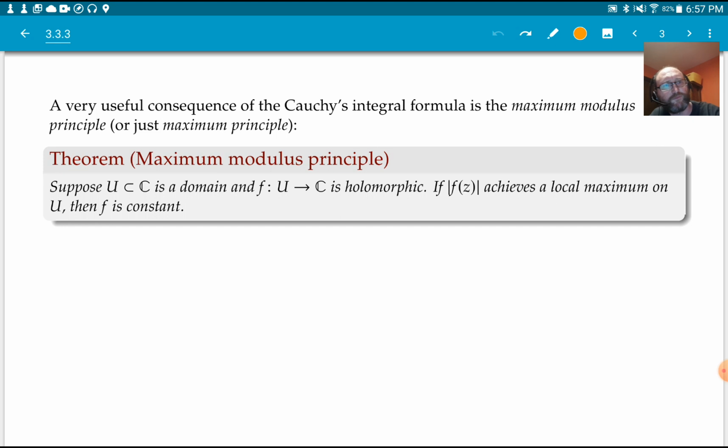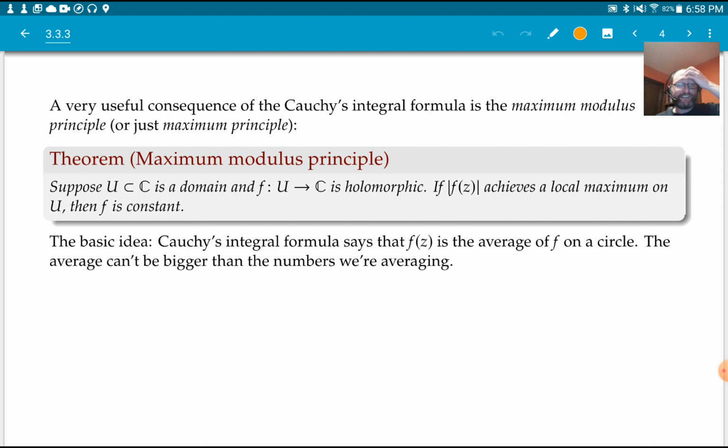By the way, there is a similar minimum modulus principle, and it's an exercise, but it's not quite the same, because the modulus could achieve a local minimum if f has a 0. So if f is 0 somewhere, then it could be a minimum, but otherwise not. The modulus can achieve local minima, but they're all zeros. But it's just an application of the maximum modulus principle. You can think about how to do that.